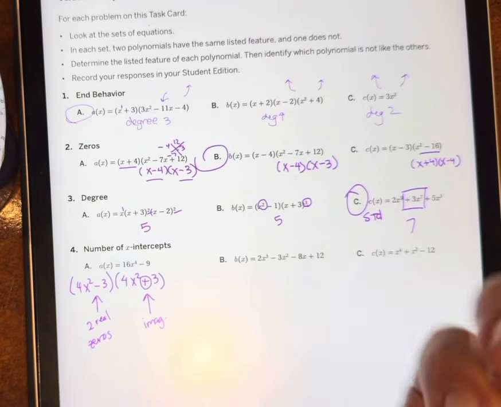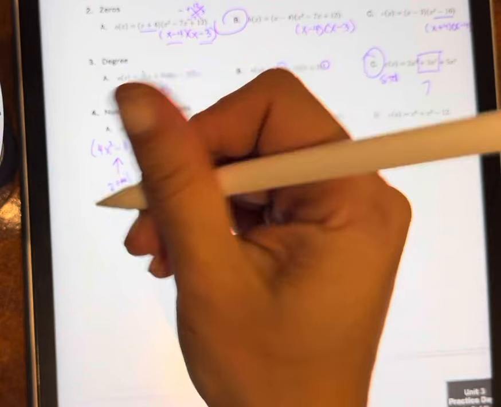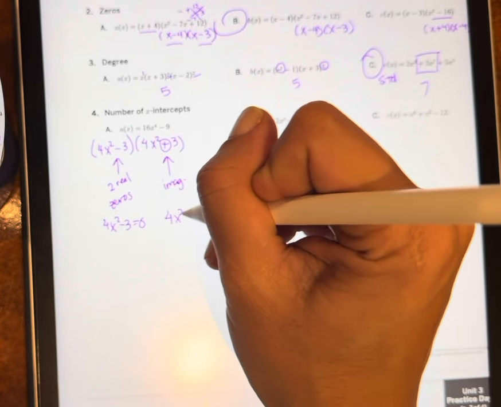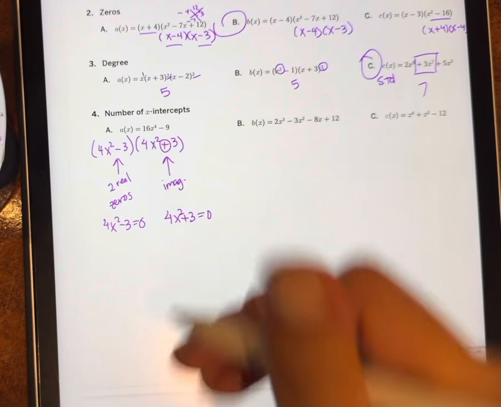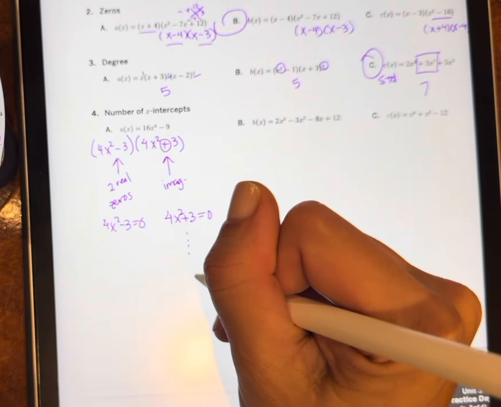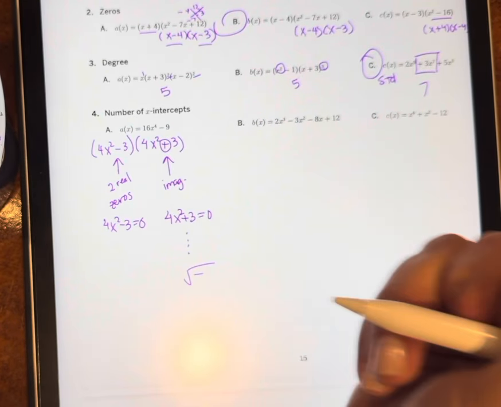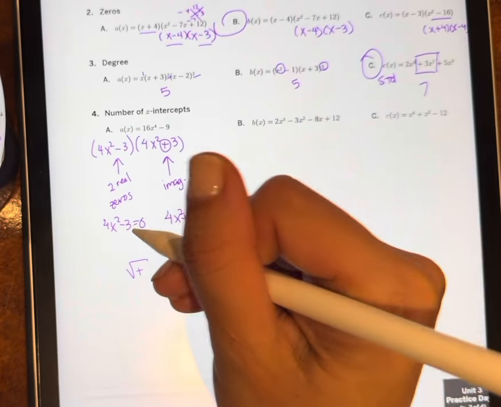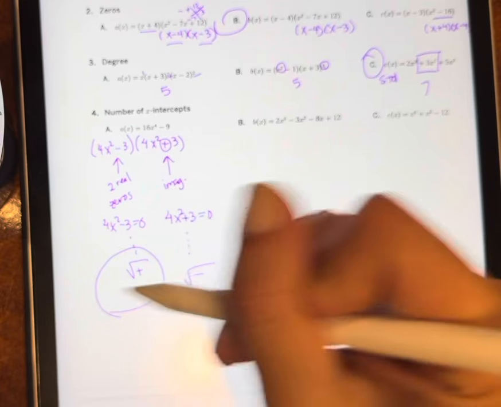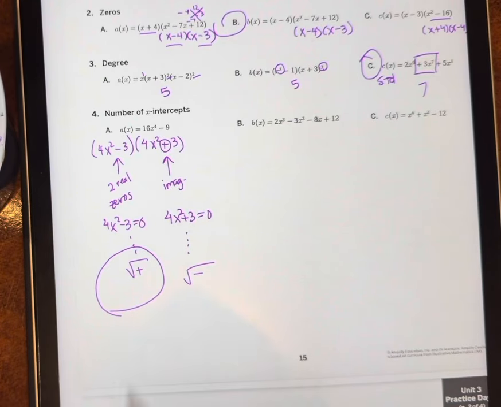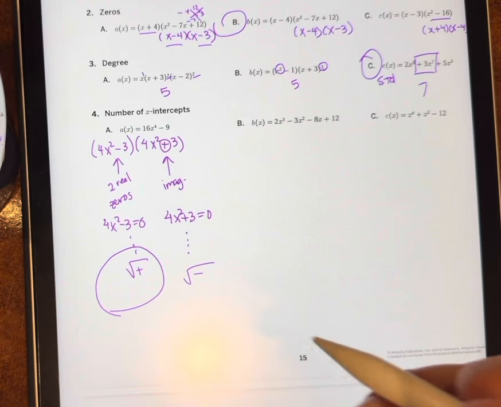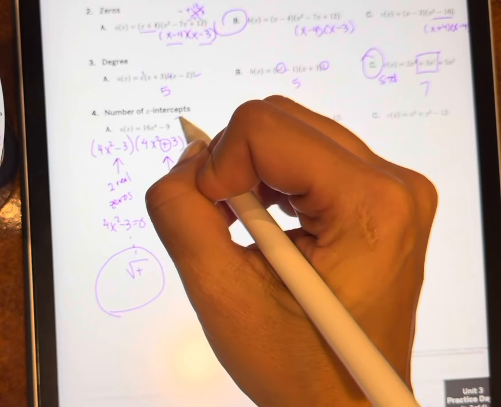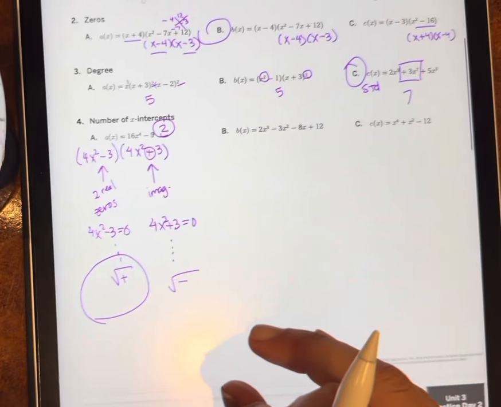Because if I solve it, you guys. If you don't know what I'm saying, solve it. So 4x squared minus 3, set it equal to 0 and solve. 4x squared plus 3, set it equal to 0 and solve. You'll see how down the line you'll end up with the square root of a negative number in this situation. You will not end up with the square root of a negative number in this situation. Now, it'll be a really ugly square root. However, it will be positive, which means it will be real. Okay? This one has 2. Number of x-intercepts, 2. Okay.